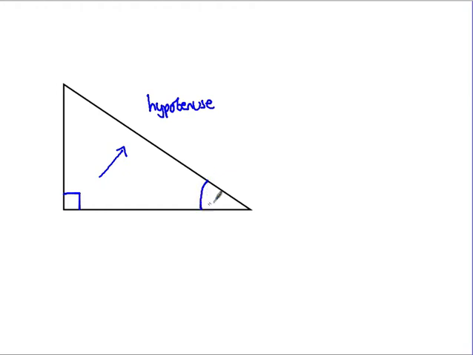So if this is the angle that I'm interested in here, then the angle opposite it, the one that's going to be all the way over here, is going to be known very cleverly as the opposite. The other one, as it's often known, is the adjacent, and the adjacent is always between the right angle and the angle you're interested in. We're going to use that in the next couple of problems.